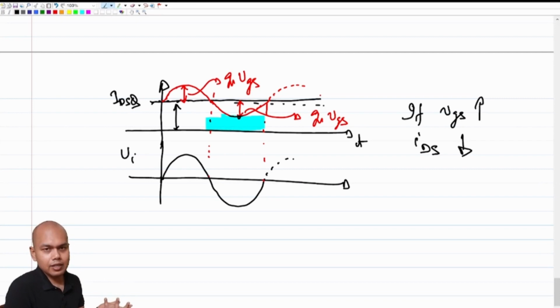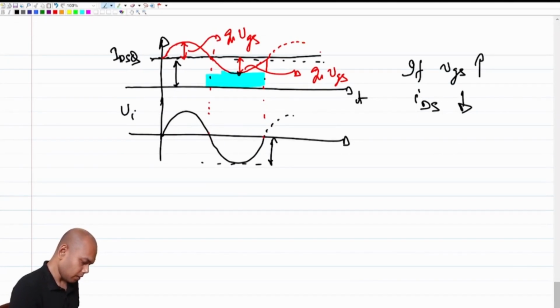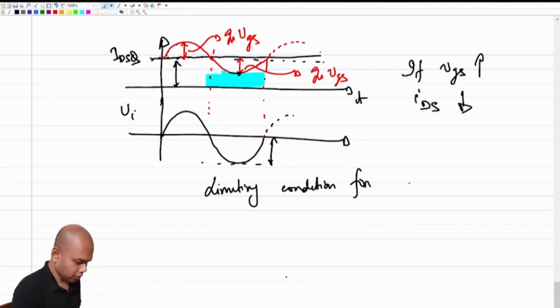And how much can total IDS decrease? It can at max go to 0, or rather at min it can go to 0. Which means, what is the other condition? What is the limiting condition on the negative side for Vi? So the other condition is IDS. The limiting condition for IDS greater than or equal to 0 becomes IDSQ.